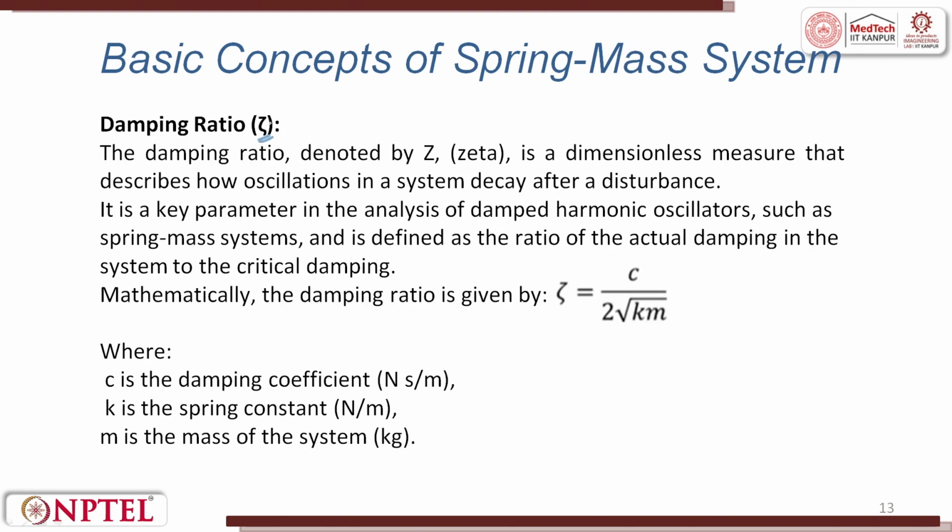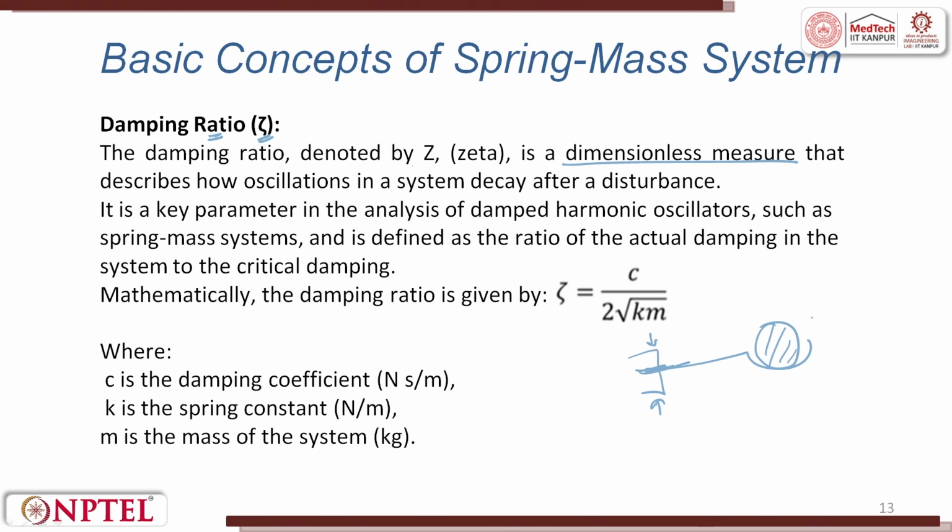So, damping ratio zeta. Damping ratio, denoted by Z or zeta, is a dimensionless measurement. When I say ratio, it is a dimensionless measure that describes how oscillations in the system decay after a disturbance. You have a spoon, maybe an orange here, and then you try to close this or hold it in your mouth. So, here there is a force which is getting applied.